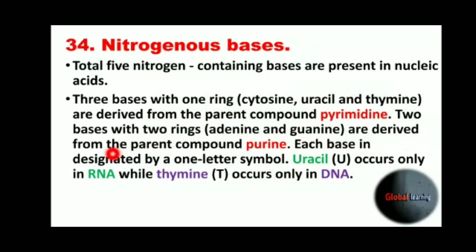Each base is designated by a 1-letter symbol: C for cytosine, U for uracil, T for thymine, A for adenine and G for guanine. Uracil occurs only in RNA and thymine occurs only in DNA. This is an important statement. So let us move further.